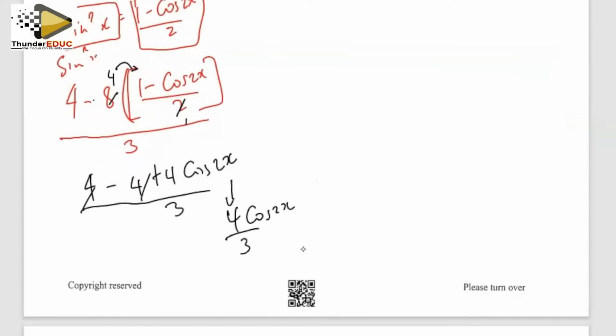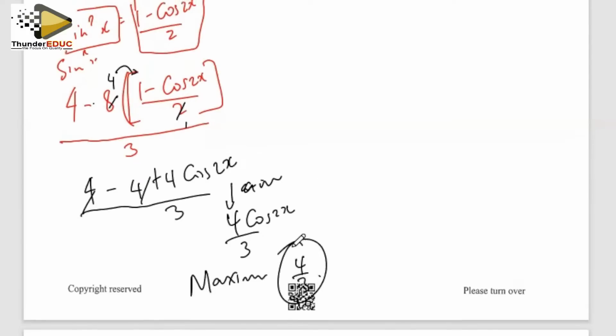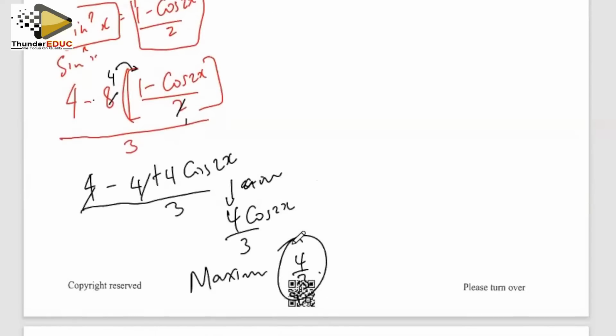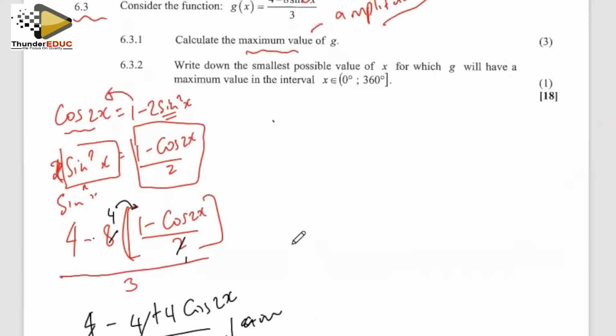So this is our amplitude, and that is the maximum displacement of the graph about the rest position. So which means that the maximum is 4 over 3. Okay, so that is how I would have gone about with that. That's the maximum value.